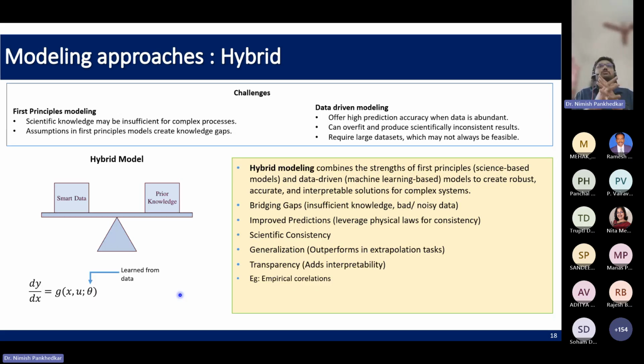So instead of just using your data or just using your knowledge, you try to combine both of them, and that is where hybrid modeling comes into the picture. Yesterday also Professor Goody mentioned a lot about hybrid modeling, physics informed neural networks and all. So what I'm trying to do today is just give you an idea what are hybrid models.